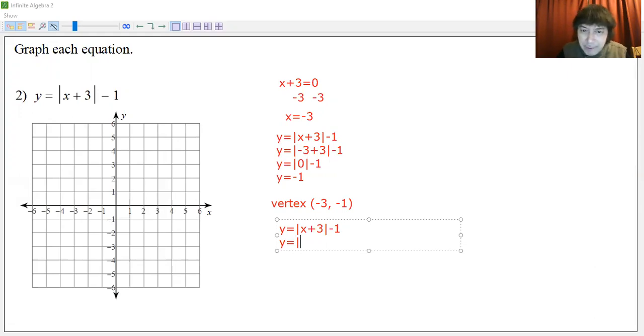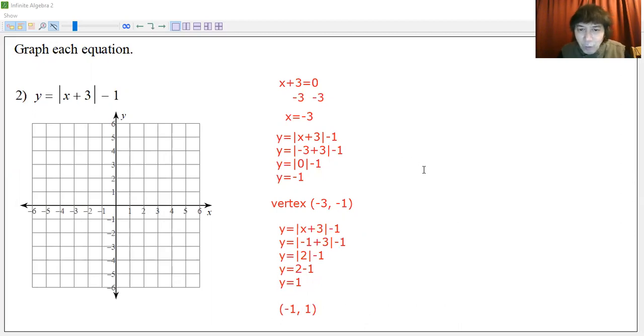Let's say our value of x is -1, and then we have to add 3, and then the absolute value of that, minus 1. This results to the absolute value of 2, positive, and then minus 1, which results to 2 minus 1, which is simply 1. And so we found a point. When x is -1, then our y is 1.